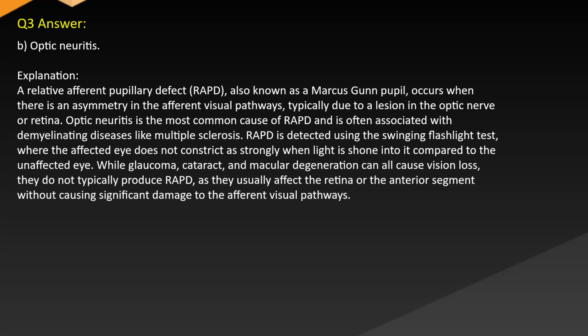there is an asymmetry in the afferent visual pathways, typically due to a lesion in the optic nerve or retina. Optic neuritis is the most common cause of RAPD and is often associated with demyelinating diseases like multiple sclerosis. RAPD is detected using the swinging flashlight test, where the affected eye does not constrict as strongly when light is shone into it compared to the unaffected eye. While glaucoma, cataract, and macular degeneration can all cause vision loss, they do not typically produce RAPD, as they usually affect the retina or the anterior segment without causing significant damage to the afferent visual pathways.